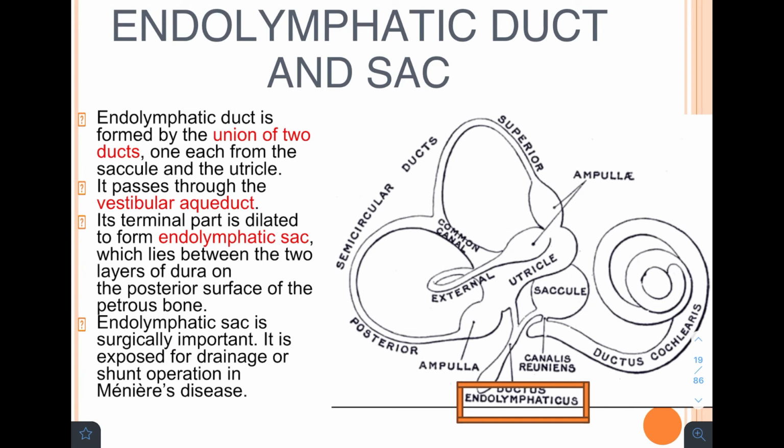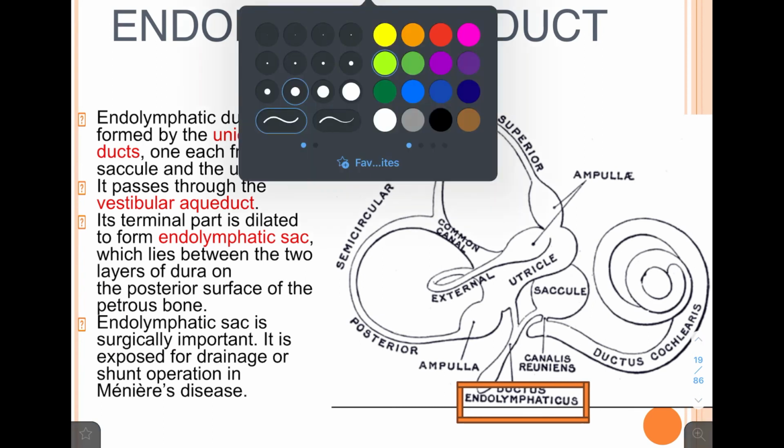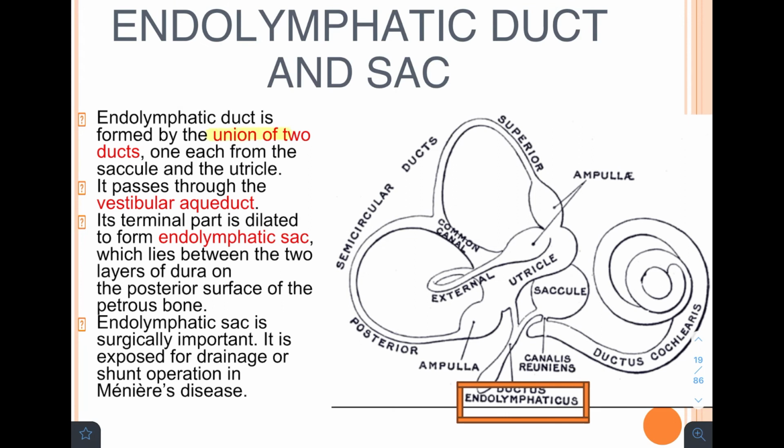Lastly is the endolymphatic duct and sac. The endolymphatic duct is formed by the union of two ducts, one from the saccule and one from the utricle, and it passes through the vestibular aqueduct. You see over here, one duct from the utricle and one duct from the saccule form the endolymphatic duct, which passes through the vestibular aqueduct, and the terminal part of it gets dilated to form the endolymphatic sac, which lies between the two layers of dura on the posterior surface of the petrous bone.